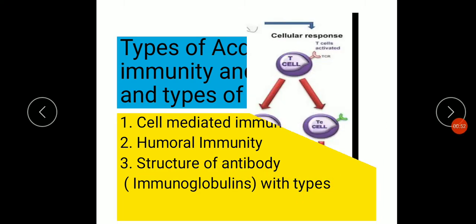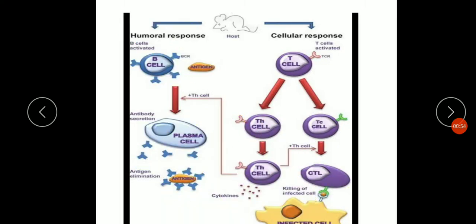So we'll see here the types of acquired immunity. There are two types of acquired immunity. The first is cellular immunity or cell mediated immunity, and the second type is humoral immunity, or we call it antibody mediated immunity. So this is cell mediated immunity or cellular immunity or cellular response, you can say, and humoral immunity or antibody mediated immunity.